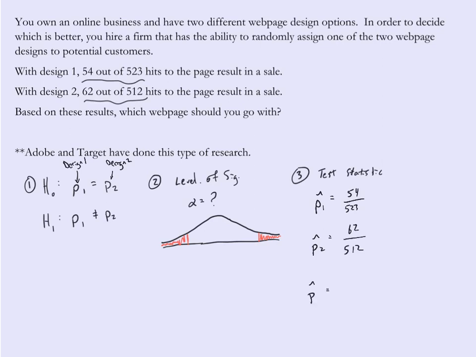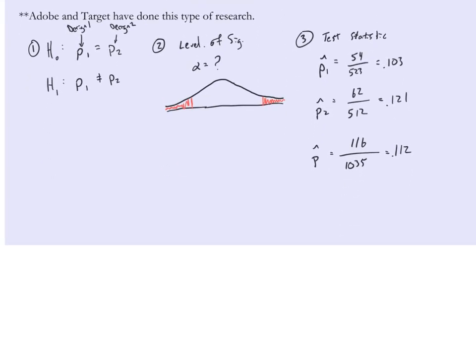And P hat is, let's see, if I add 54 plus 62, I get 116. If I add 512 plus 523, I get 1,035. And then let's get each of these in decimal form. 0.103. 62 over 512, 0.121. 116 over 1035, 0.112. Okay, so there is the information needed for our test statistic formula.